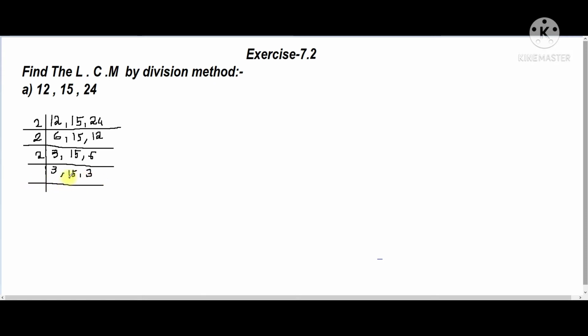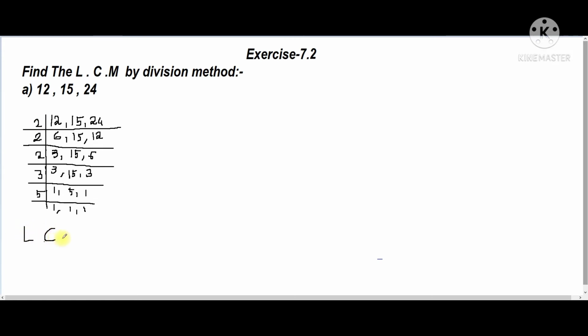Next, now you see 3, 15 and 3 will not divide by 2, so next we use 3. 3 how many times in 3? 1 time. And 3 how many times in 15? 3 fives are 15. 3 how many times in 3? 1 time. So here you see all the numbers are divided by 3. Now next I will try to divide by 5. 5 ones are 5. Now all the numbers came 1, 1, 1. If 1, 1, 1 came, then we're finished.